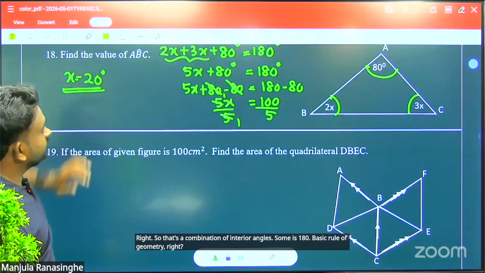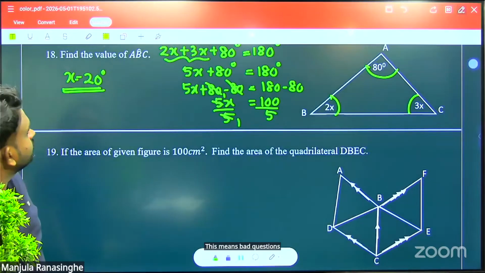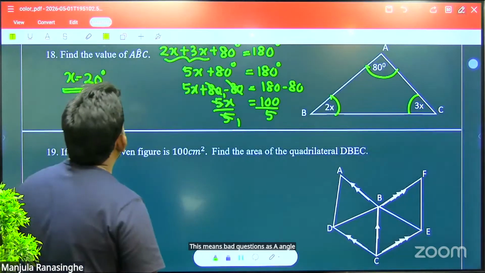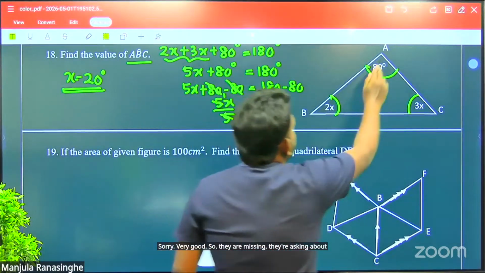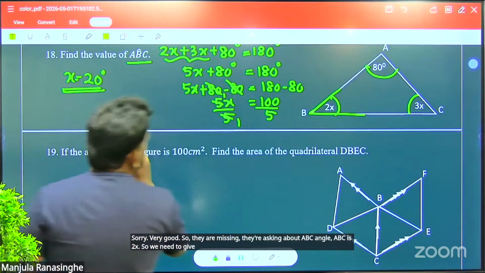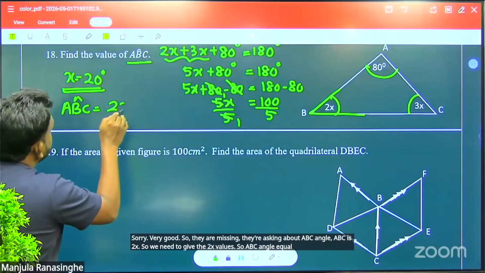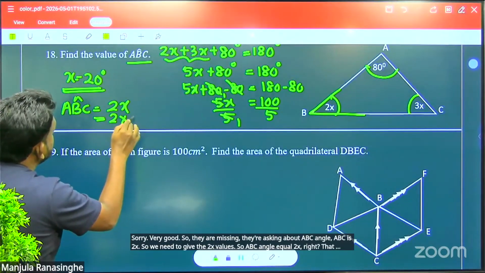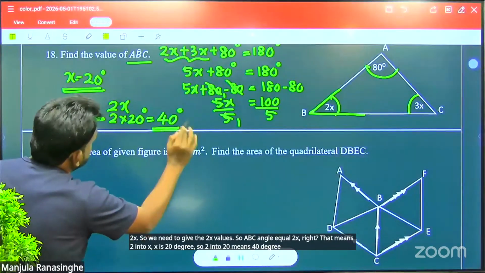But the question asks about angle ABC. Sorry, very good, so we are missing something. They're asking about the ABC angle. ABC is 2x, so we need to give the 2x value. So ABC angle equals 2x, that means 2 into x. x is 20 degrees, so 2 into 20 means 40 degrees. Yes, you're correct.